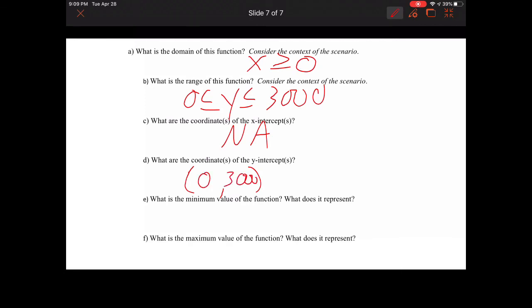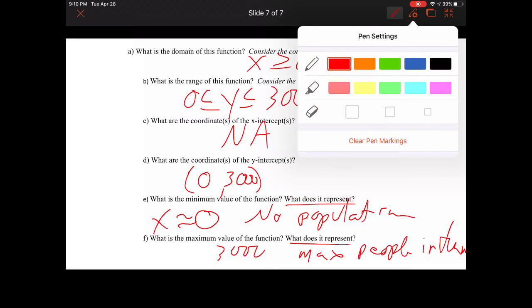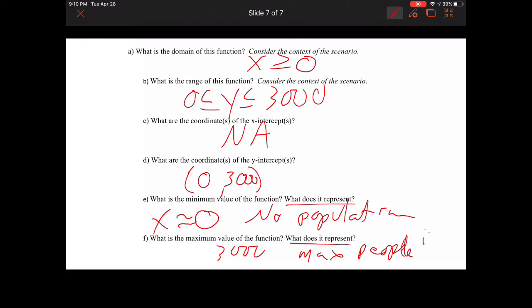Okay. What is the minimum value? Well, we know that the minimum value is 0. And that's kind of, it's about 0, right? It's because it never does touch it, but 0 is our minimum value. And what does it represent? It's no population. Okay. That's what it represents. What is the maximum? 3,000. What does that represent? Max people in town. And that's it. Sorry. Wow, that was really messy. I always end on a bad note, don't I? All right. People in town.